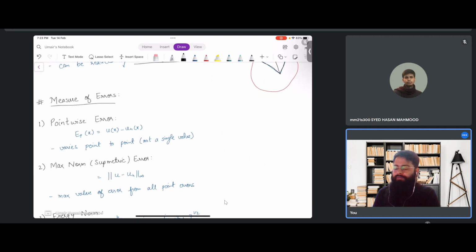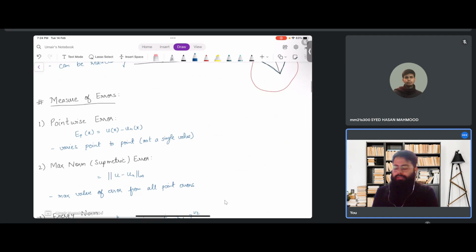So first is the point-wise error. Though you must have seen in the lecture that it's not actually a kind of error. It's not an exact evaluation of error, but it is defined. It's just the difference between the finite element solution and the exact solution at each point in the domain. So it's not a single value. It's actually multiple values. You define a point and you get an error for that point. So it varies point to point.